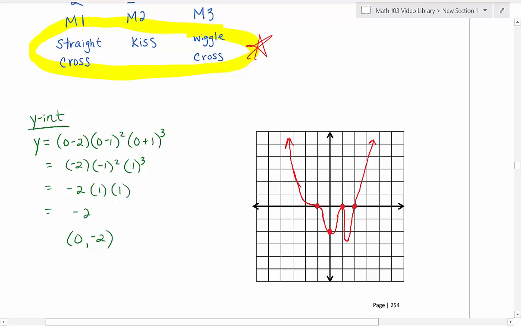I will not be asking for domain or range on these graphs. The domain of all polynomial functions is negative infinity to positive infinity, but the range we can't really do because we're just graphing them in a general sense.